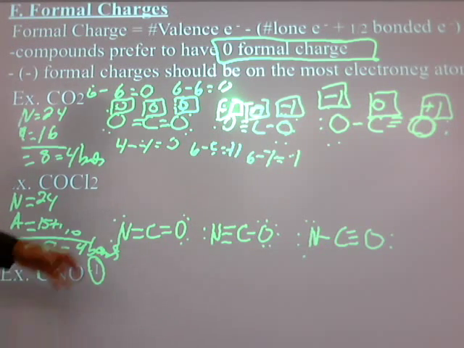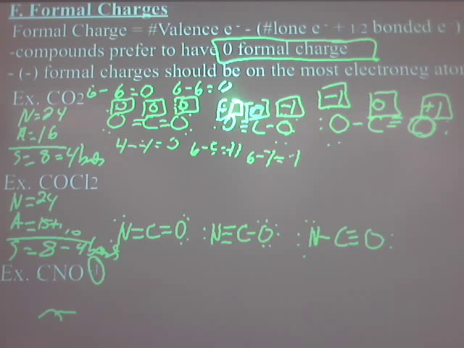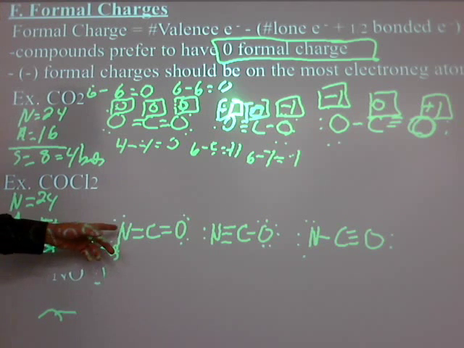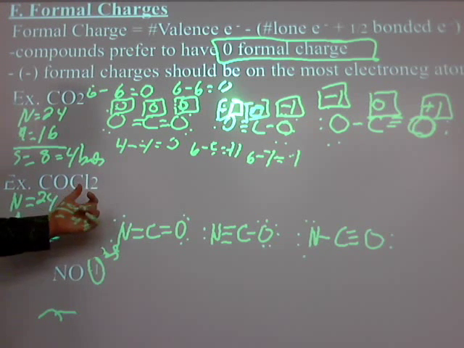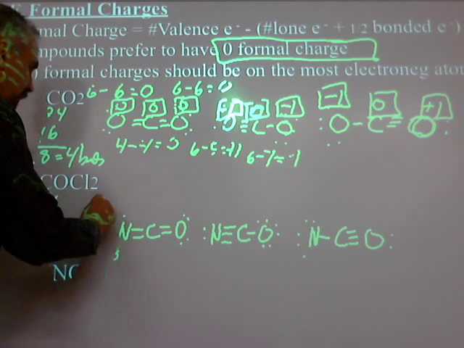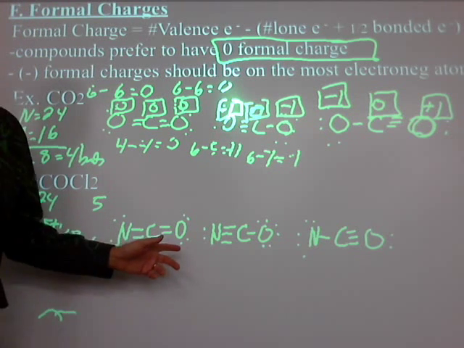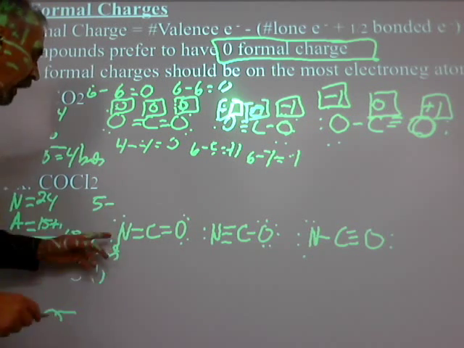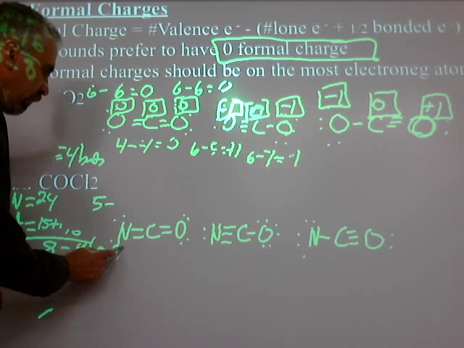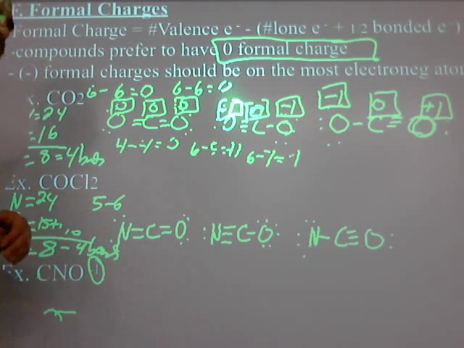That's better. All right, let's do the formal charges for these guys. Nitrogen. What am I subtracting? What's the first number I'm going to write down here? 5, right? Because he has 5 valence electrons. I'm going to subtract how many from that? 1, 2, 3, 4, 5, 6. I subtracted 6 from that.